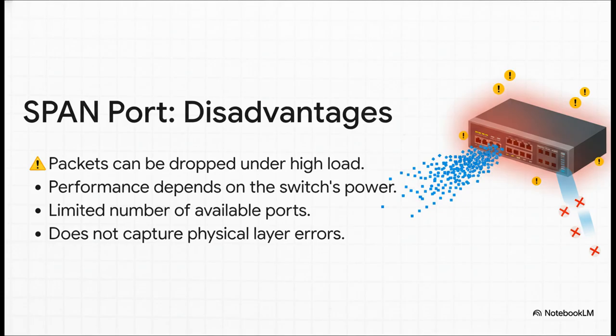It also can't see what we call physical layer errors. Think stuff like a bad cable or electrical interference. A software feature like a span port is just blind to that kind of problem.